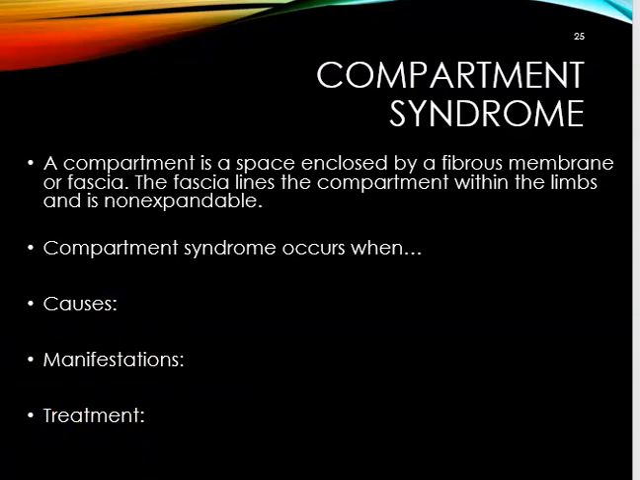Compartment syndrome occurs when an excess of pressure in a limited space constricts the structures within the compartment, and this is going to reduce circulation to the muscles and the nerves. Causes of this can be hemorrhage. It can also be edema within the compartment, and external compression of the limb by a cast that's too tight. So that's one of the reasons why it's very important to assess those casts.